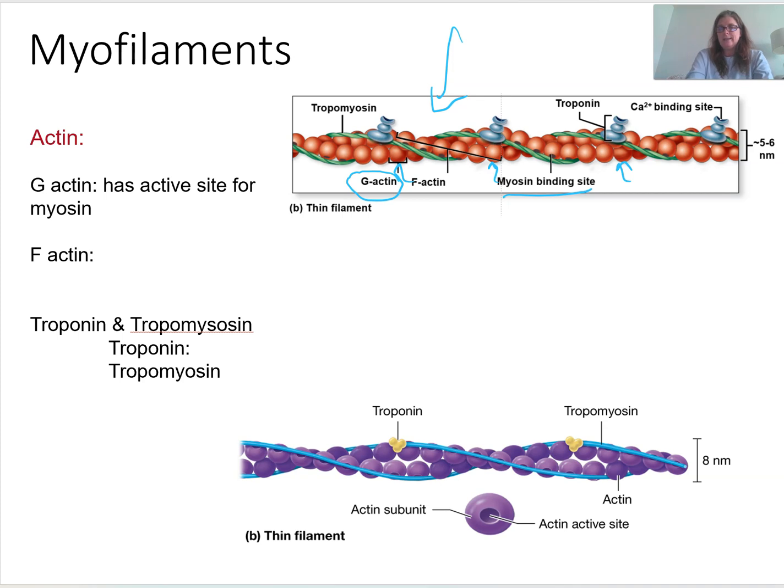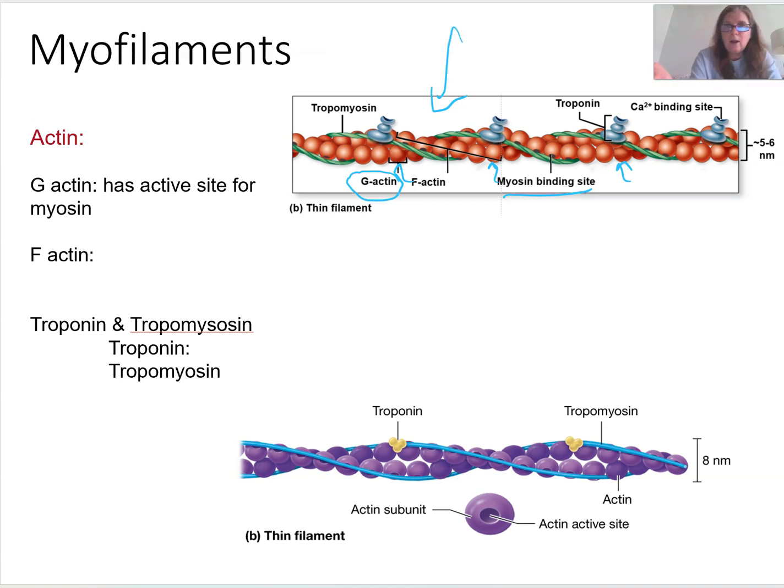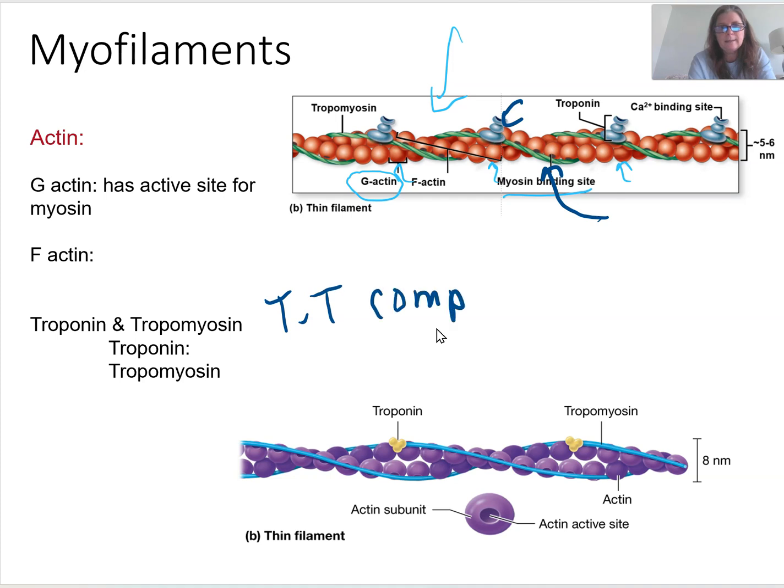Now, F-actin would be all the pearls together on the string. So each pearl would be a G-actin. I think of F-actin as final actin, so they're all put together. But notice there are some other proteins here. The other proteins that we see are this blue thing here and this green one. That's called troponin and tropomyosin. And we usually just refer to this as the TT complex.